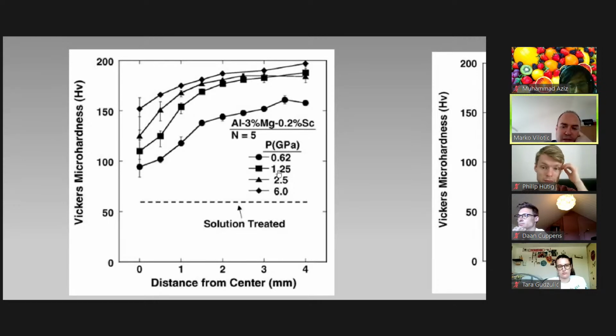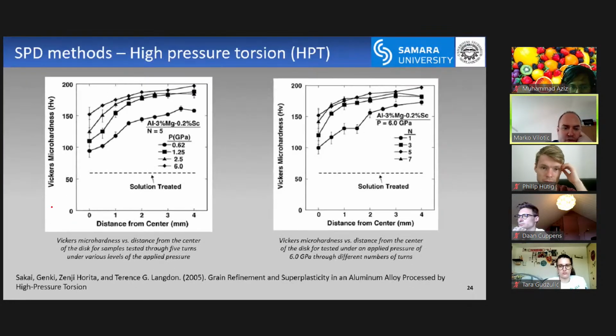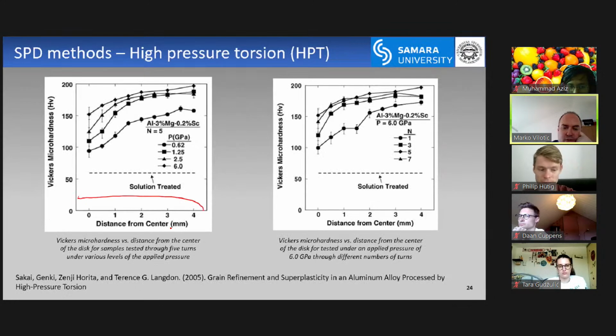Again, the difference between, let's say, 2.5 and 6 is not so pronounced. I guess the biggest difference is with this one. Also, this is the distance from the center. Let me draw. This is one part of the disc, and this is the center of the disc. As we said, the further away from the center, the better the performance. In this case, they use the same pressure, 6 gigapascals, and they vary the number of turns, and they get a similar trend. And of course, you can notice some saturation of the performance.